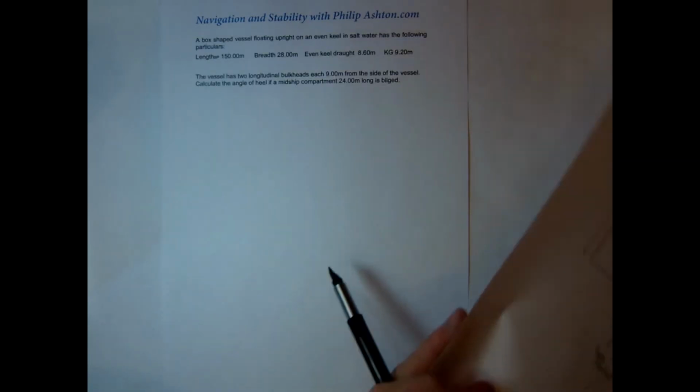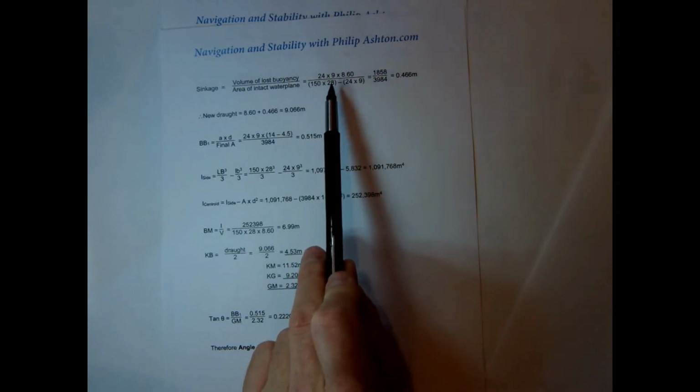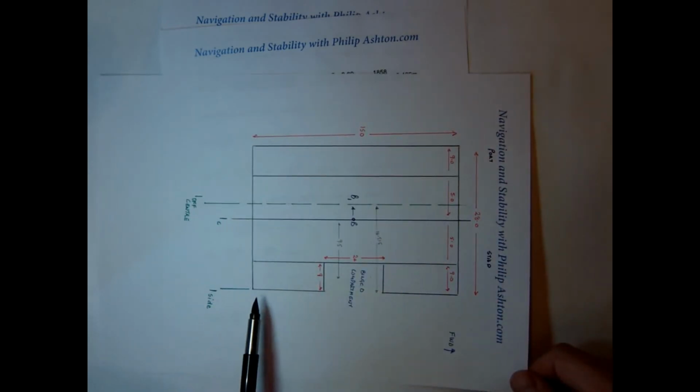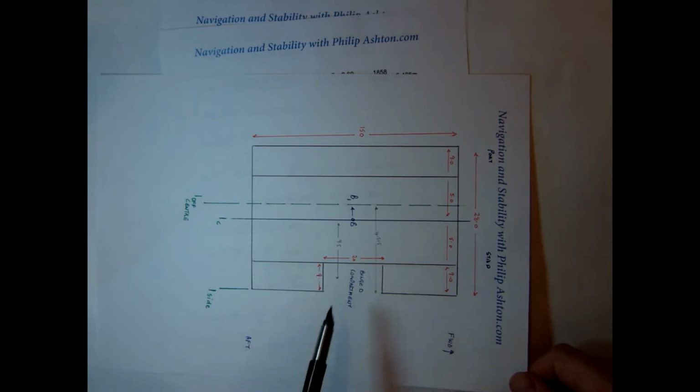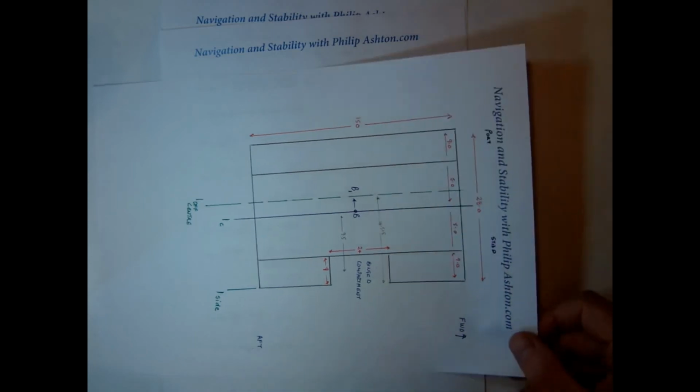Okay, with bilging problems, the first thing you have to always work out is the sinkage. So it's the volume of lost buoyancy divided by the area of the intact water plane. The volume of lost buoyancy is obviously the length of the compartment 24 times 9 times 8.6, which is the draft. The intact water plane is very straightforward. It's the whole water plane, 150 times 28, minus 24 times 9. So if you're looking down from the sky on this sketch, that's what we've lost out of the water plane, minus 24 by 9. So that gives us our sinkage, and we've got our new draft.